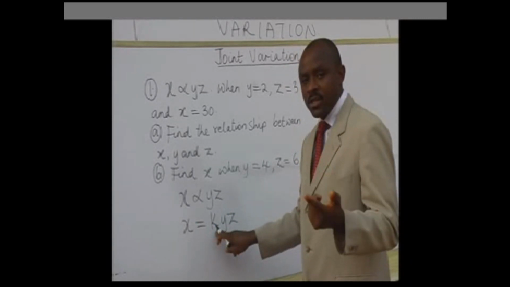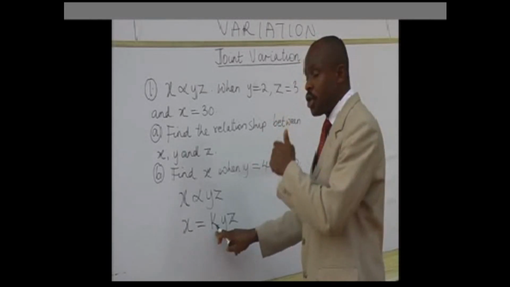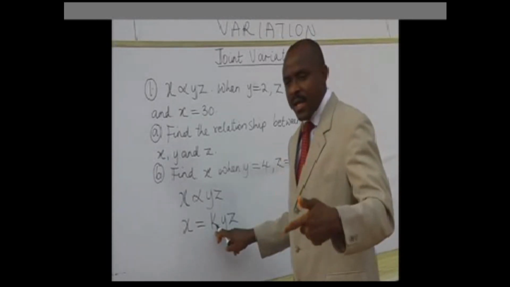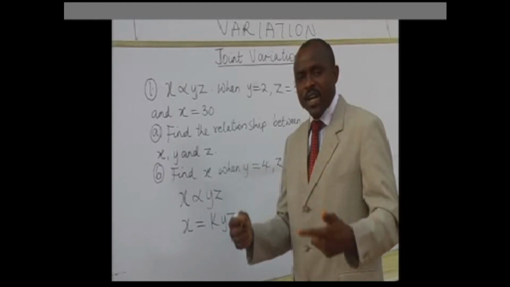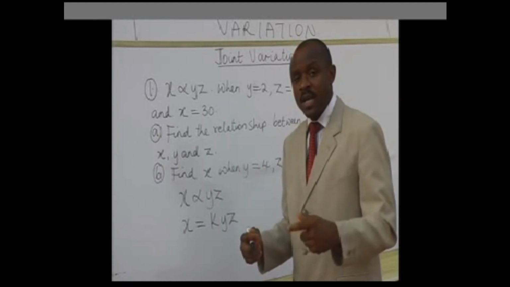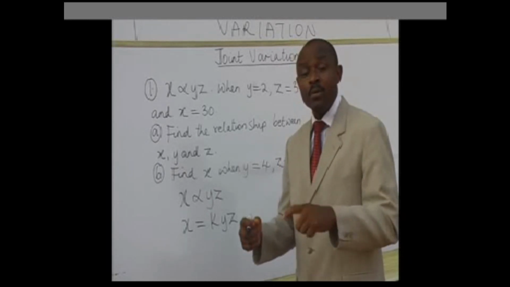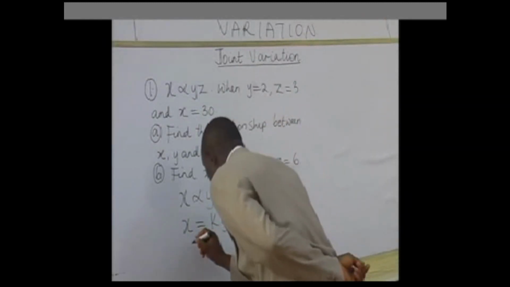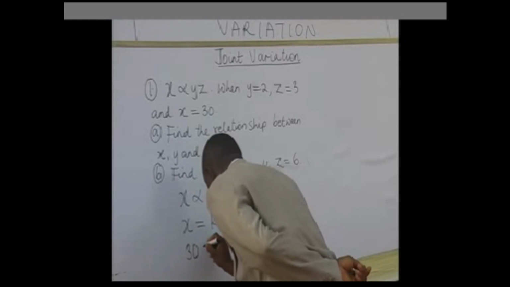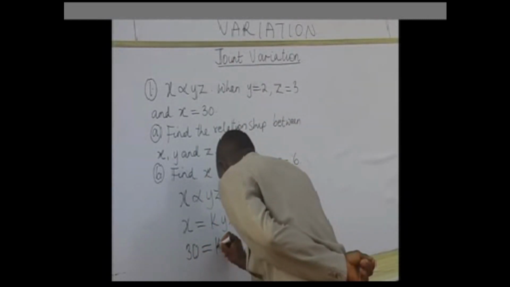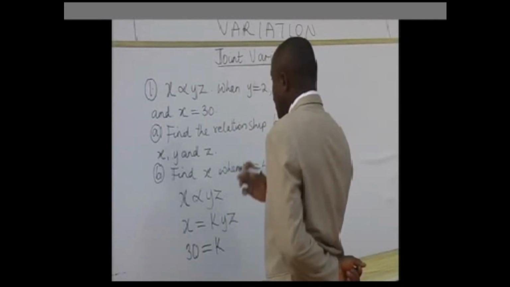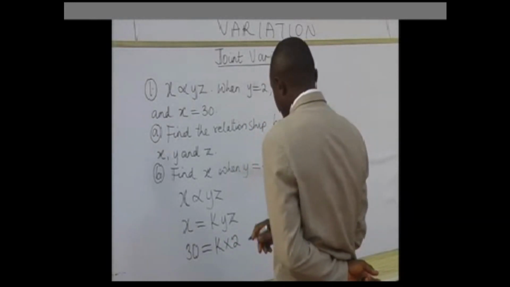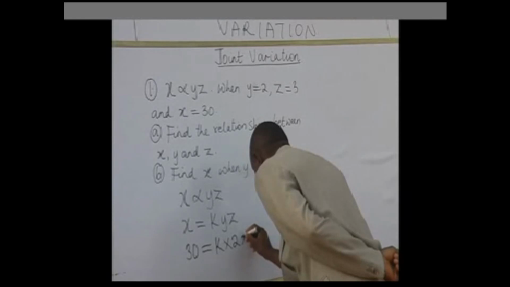In all our variations, direct, inverse, and even this joint, you could understand that there is a kind of tradition of finding the value of k, because if you did not find the value of the constant, you won't be able to use that variation equation. They say that x is 30, so use 30 to replace x. Our constant is there. They say that y is 2, so use 2 to replace y. And they say that z is 3. Use 3 to replace z.